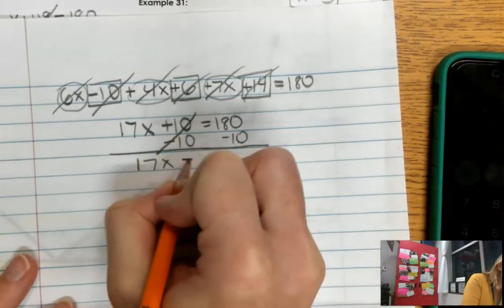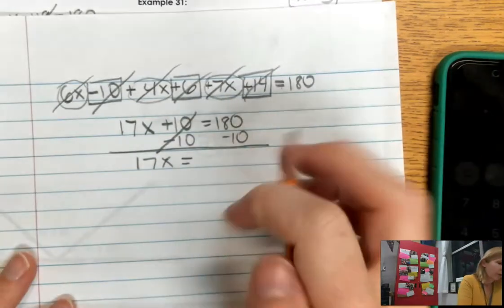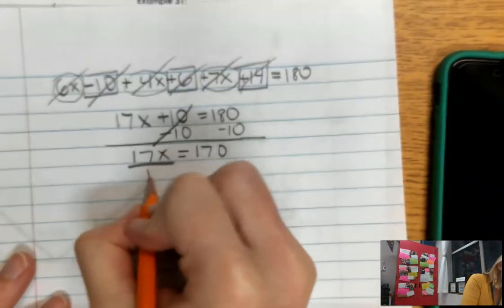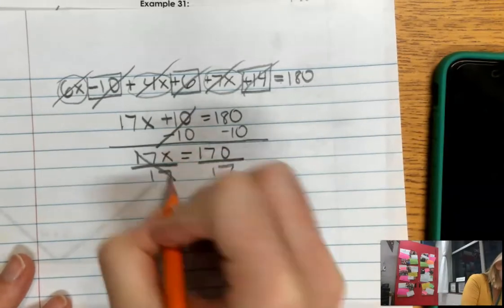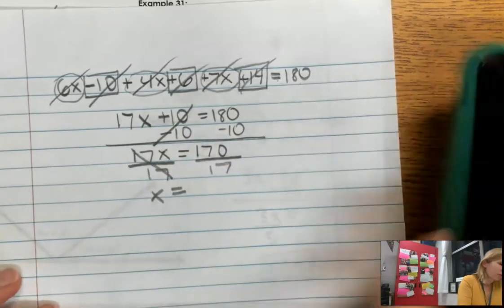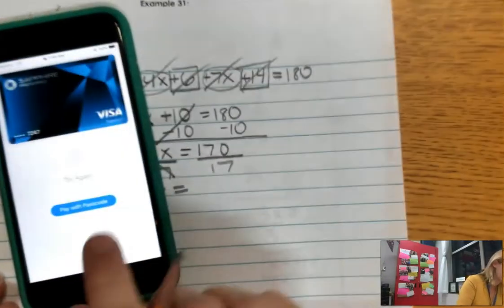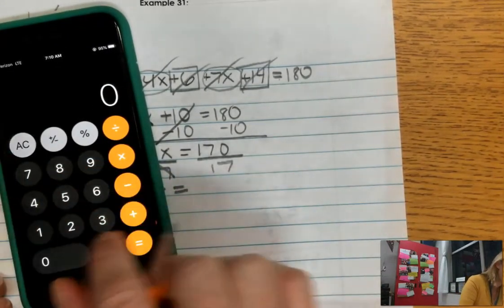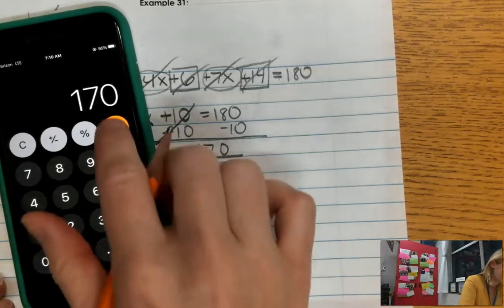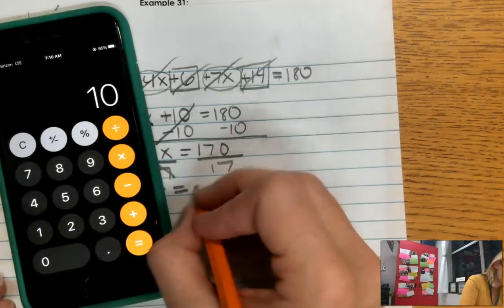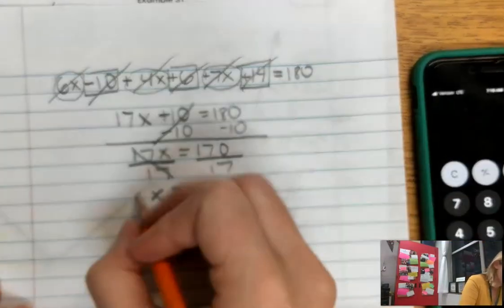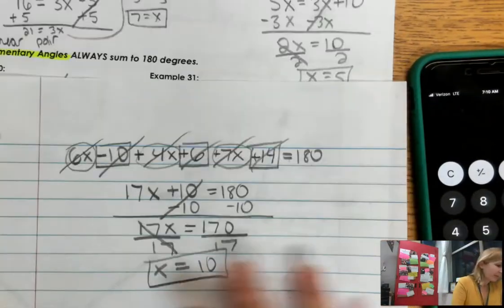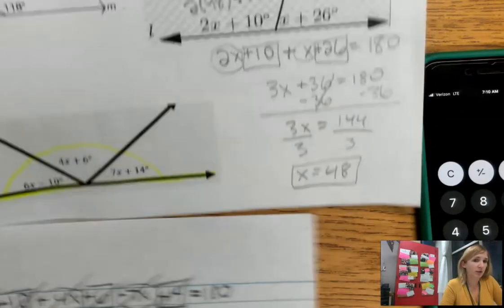Bring down this 17x. 180 minus 10 is 170. And then you're going to divide both sides by 17. So 170 divided by 17. Oh, I hope you didn't write down my credit card number. 10. X equals 10. All right, remember, all those angles are not 10.